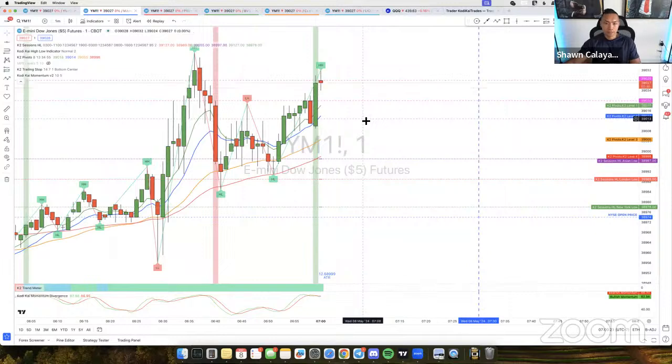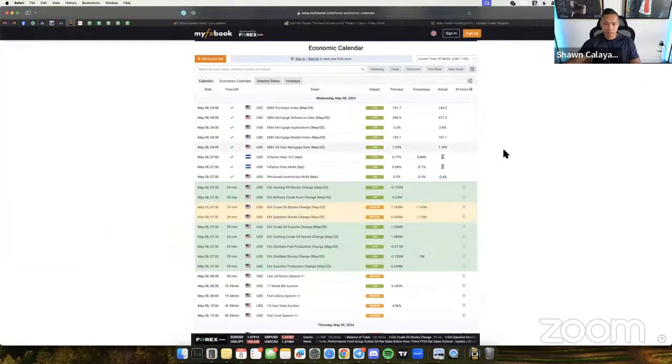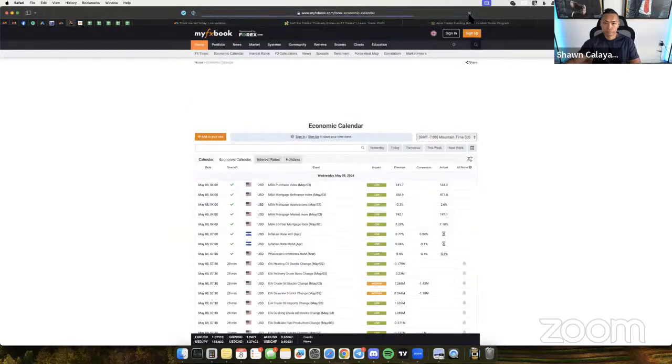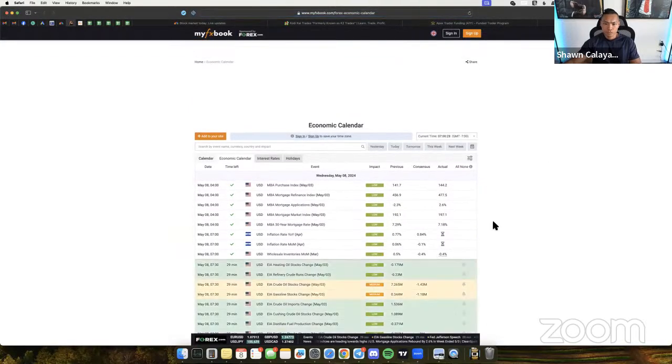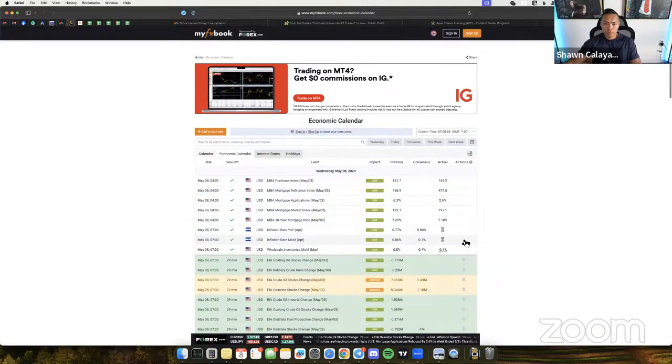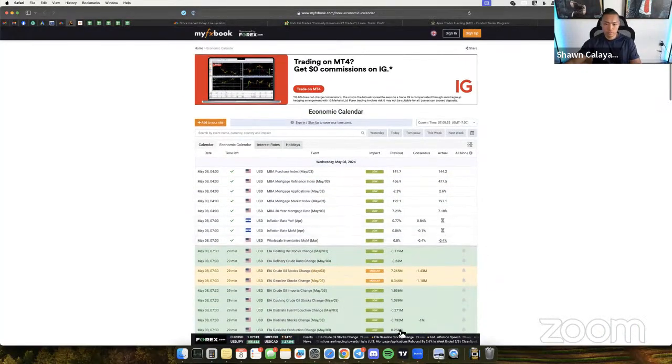This is the news candle right here. It's not really reacting too much. Let's check the news. So the news was pretty much neutral for the most part. We got these two other news events over here that are still loading.